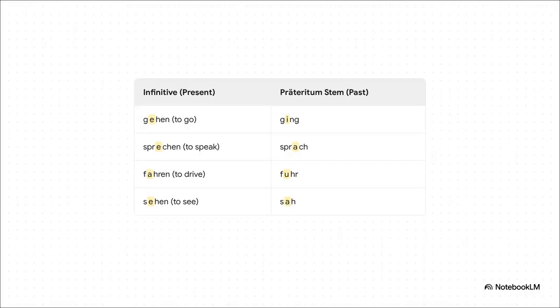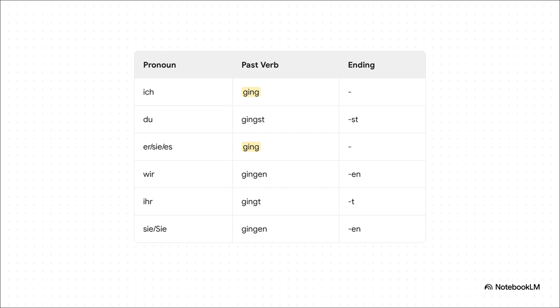Let's actually see this vowel change in action because it's pretty cool. To go, gehen, becomes ging in the past. To speak, sprechen, turns into sprach. To drive, fahren, morphs into fuhr. You can literally see that middle vowel shifting. This is something you'll just start to get a feel for as you read more, and you'll memorize the most common ones over time.